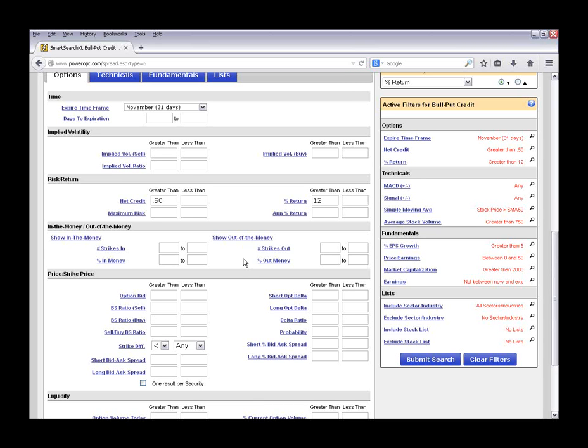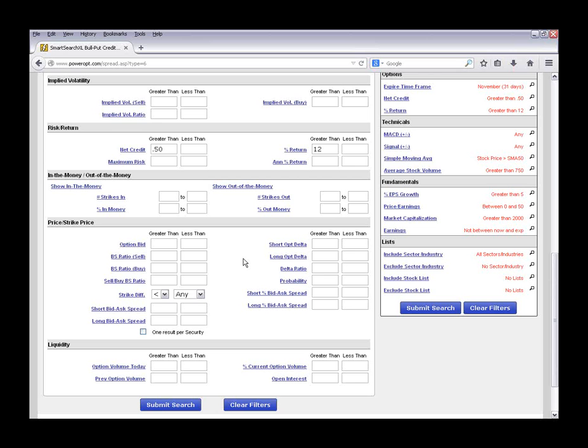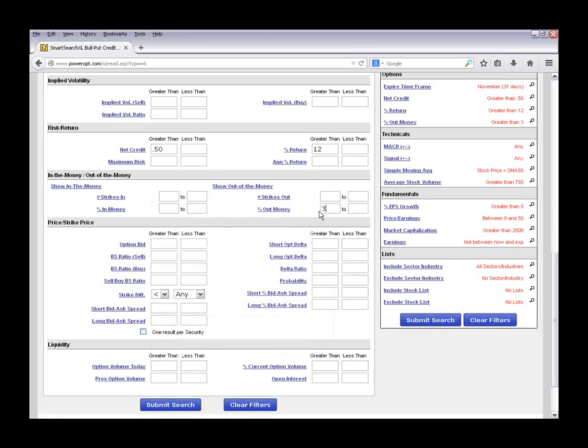We know that we want to have spreads that expire worthless. That's the goal for our bull put credit spread. So to give us a better chance of success, we're going to want our short option to be slightly out of the money. So in our in the money and out of the money fields, I'm going to look for a range, a percent out of the money of at least 3% or more. So the option that we're selling has to be at least 3% out of the money or higher, as well as still offering a credit of 50 cents and a return of 12%.